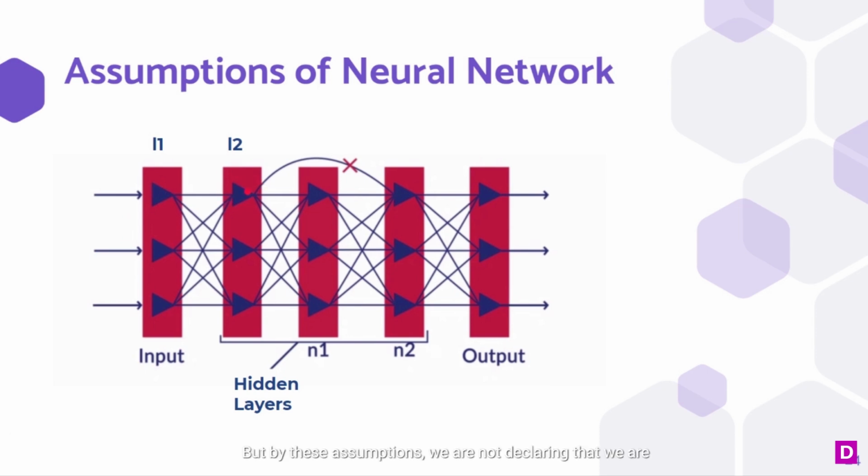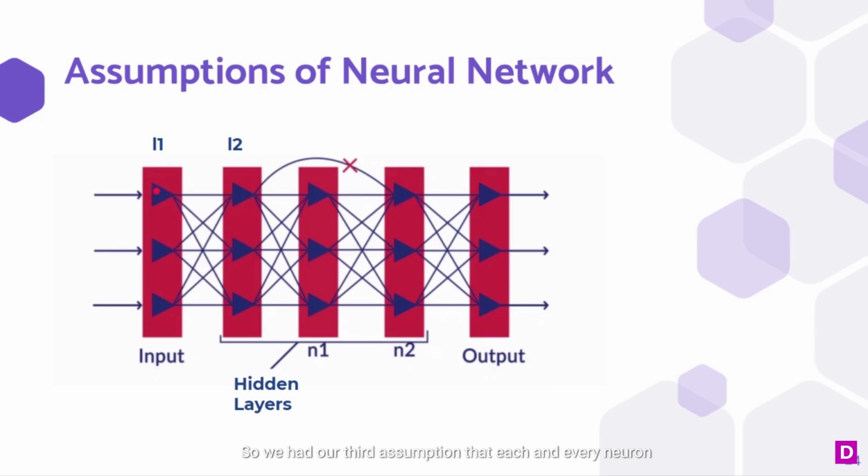But by these assumptions, we are not claiming that we are exactly following the structure of the human brain. No, the structure of the human brain is still more complicated, and the working of that neural structure is more complicated. As human beings, we are still not at the stage of understanding the interconnections and the working or training of the human neural network. But for building the artificial neural network and making our building capabilities simpler, we are making these assumptions.